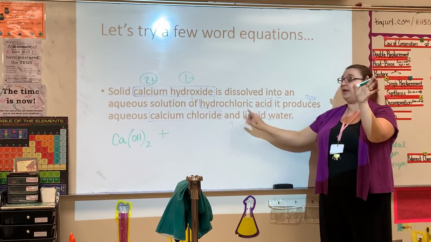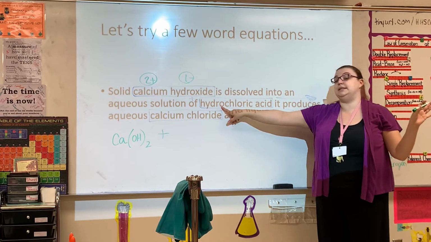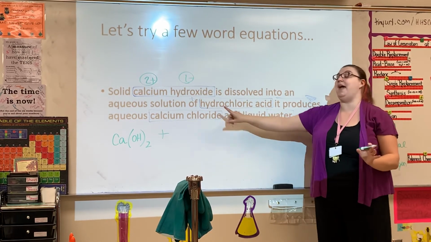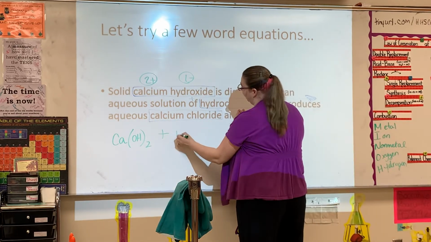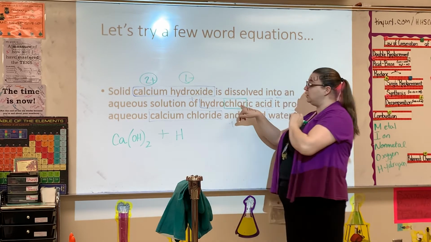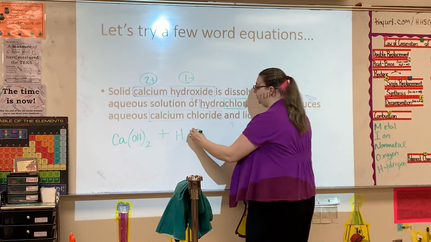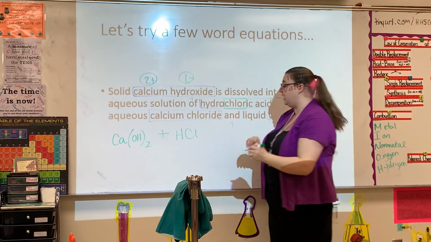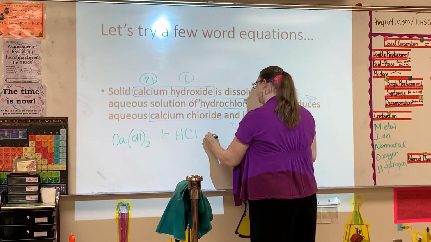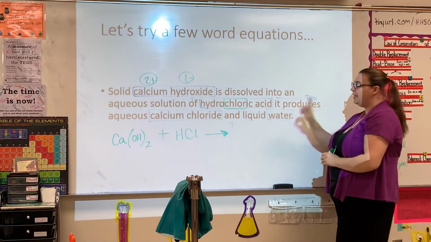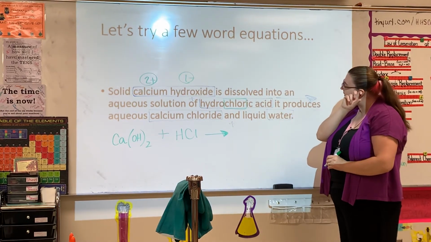Is the first element a metal? No. Does it end with the word acid? Yes. Does it start with the prefix hydro? Yes. So for this one, we're going to start with hydrogen, and then we need the symbol and charge for the other nonmetal. That's chlor, which would be chlorine, Cl, and the charge on chlorine on the periodic table is -1. So we don't need a number here. So that's HCl. Next we have our arrow, and then we have calcium chloride.